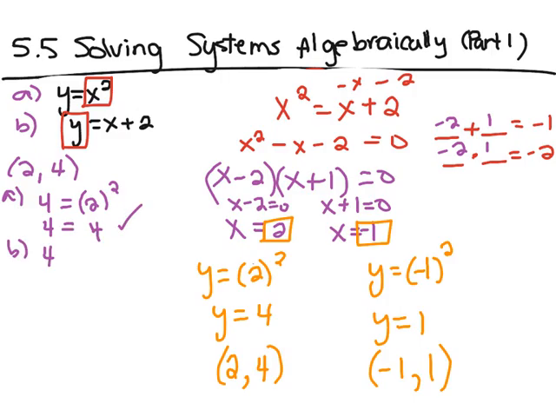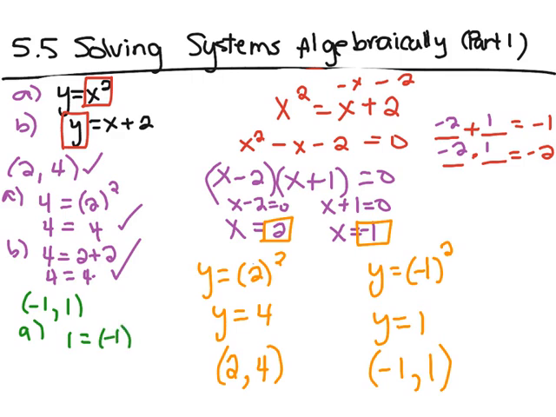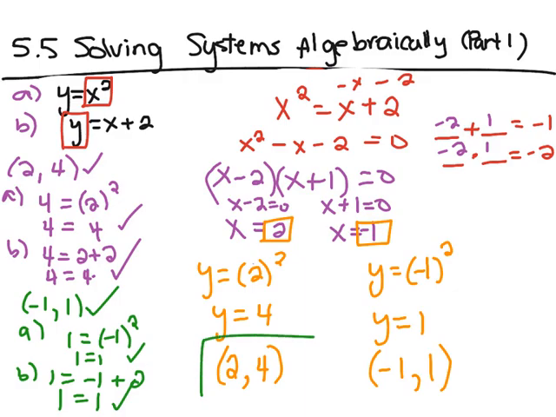And for B, we have 4 equals 2 plus 2, which again is correct. So this point works, it solves both of them. And for this point, negative 1 and 1, y, which is 1, is equal to negative 1 squared, so 1 equals 1. This works. And for B, we have 1 equals negative 1 plus 2, so 1 equals 1. So this point works. So these are our solutions. There's two possibilities.